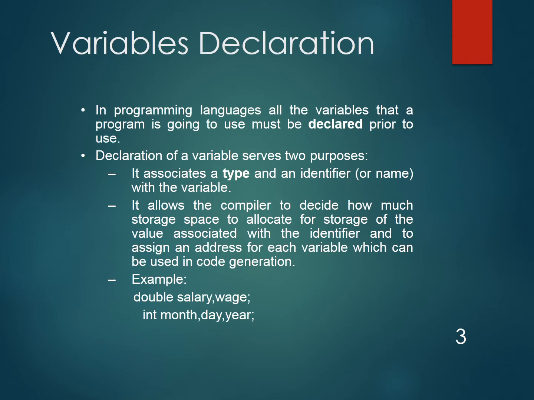Next, what is the meaning of variable declaration? In a programming language, all the variables that a program is going to use must be declared prior to use. Whenever we need to make use of a variable in a program, we need to declare those variables with the help of data types. The declaration of a variable serves two purposes.